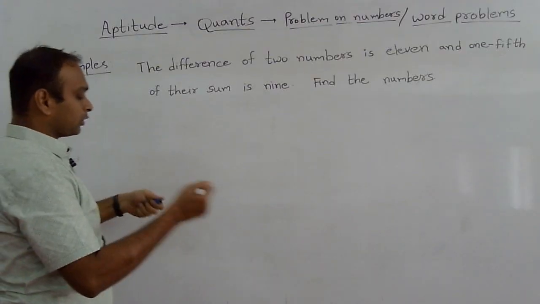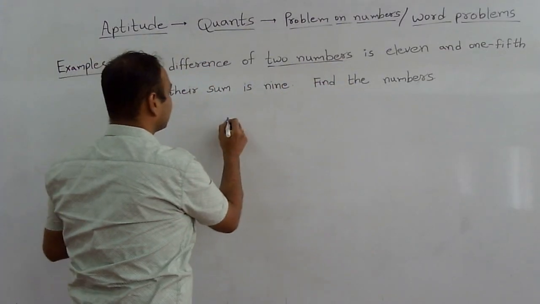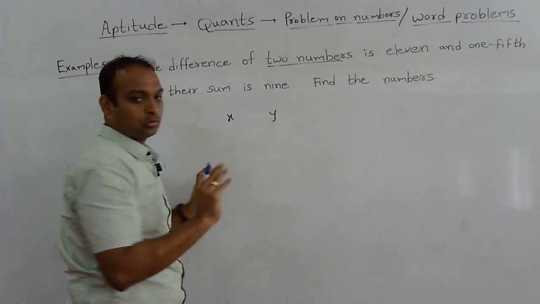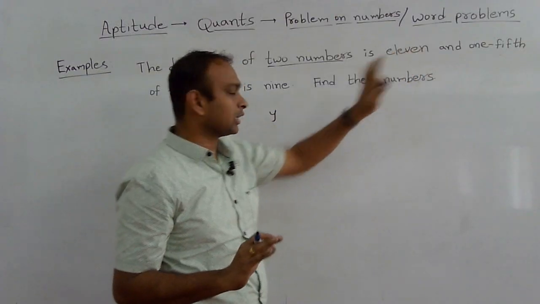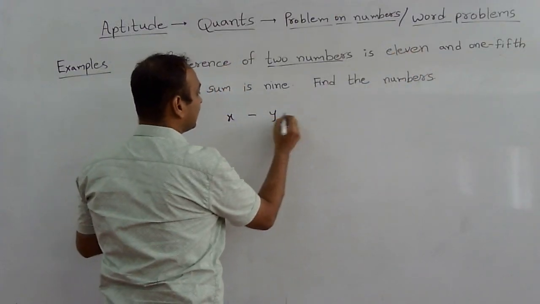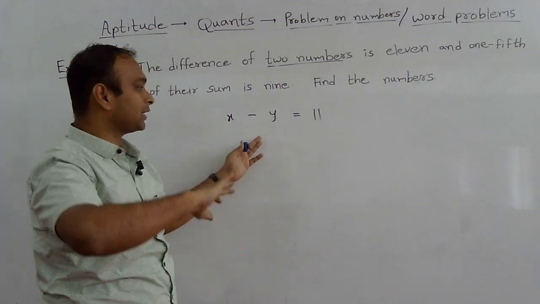Okay. So here what is given? Difference of two numbers. So we have two numbers with us. Let's consider x and y. What is given? Difference of two numbers is 11. So the difference of these two numbers, x minus y, is 11. It may be x minus y or y minus x.